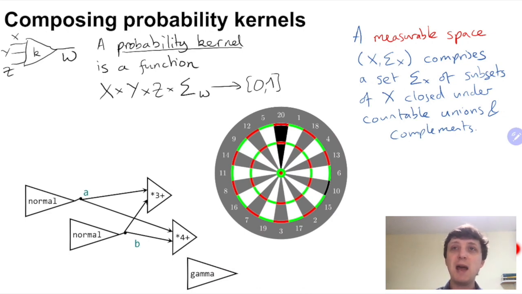So a measurable space comprises a set together with a sigma algebra, which is a set of subsets that's closed under countable unions and complements, and those are going to be the events, those are going to be the things that we can assign probabilities to.